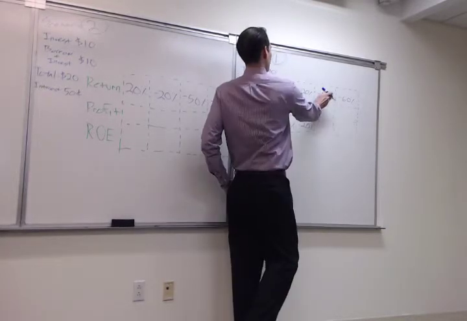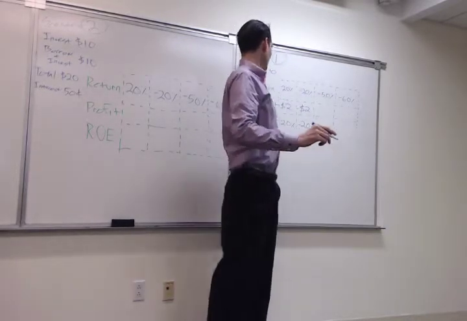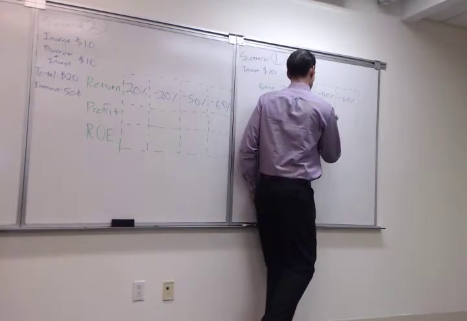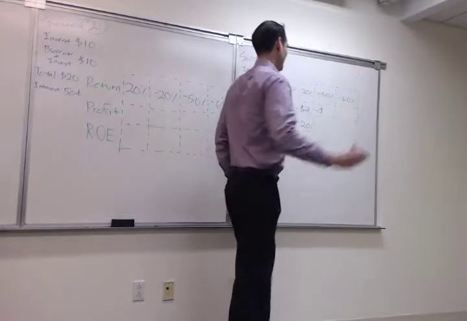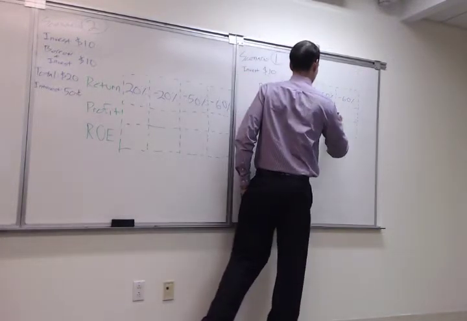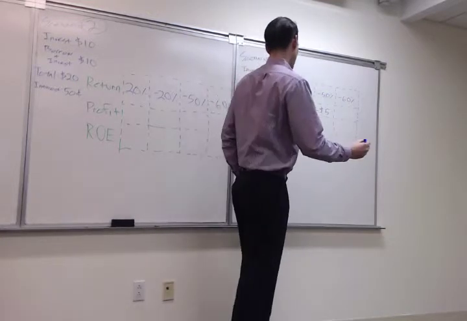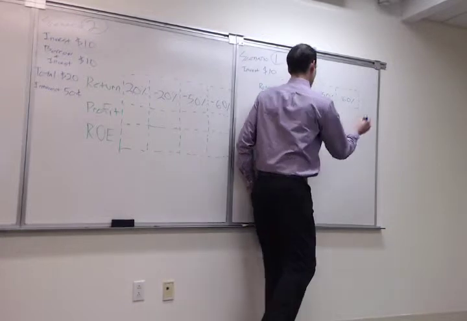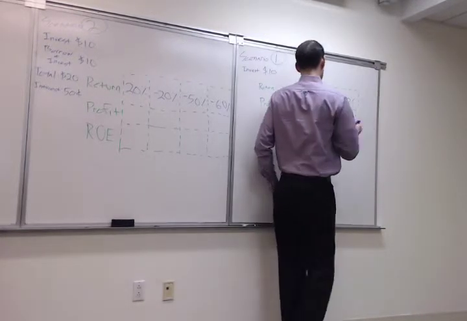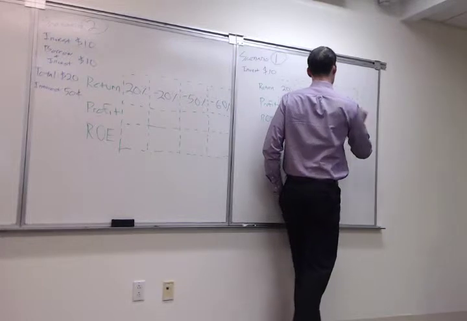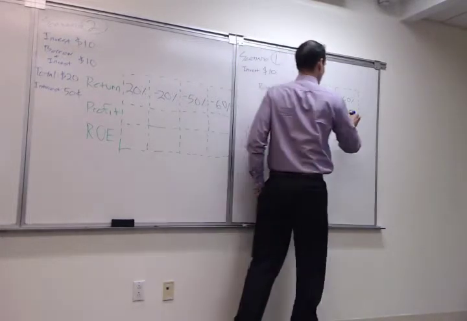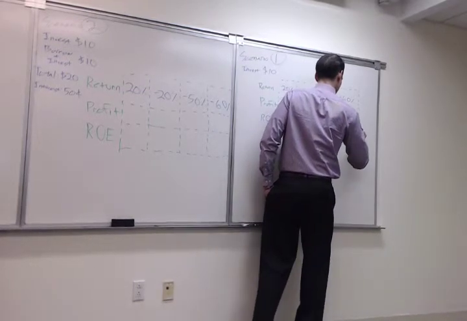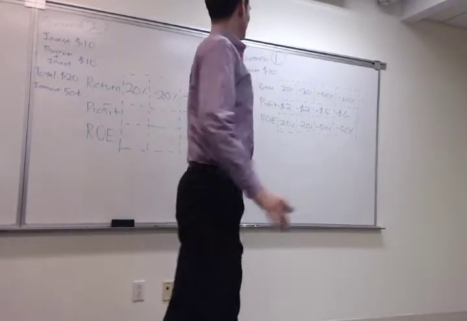Okay, you're getting the idea. So suppose our return is negative 50%. What is our profit? I'll start you out with a negative sign and the dollar. $5. We lost $5. All right. What's our ROE? Negative 50%. All right. How about negative 60%? Negative how many dollars? 6. And our ROE? Negative 60%. Outstanding. Okay. So that's if we invested $10.